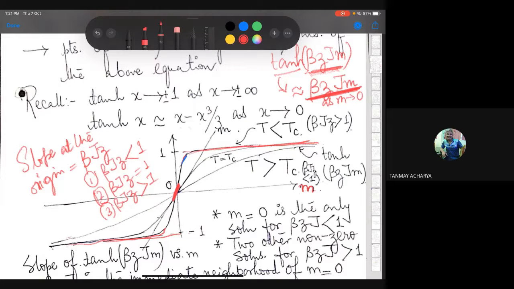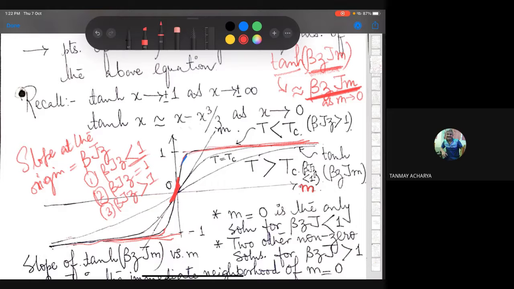So it will have a finite value. It can be 0, no problem. That is taken care of here. But it cannot be infinity. Why? Because a curve that has infinite slope here cannot saturate to finite values as m goes to plus minus infinity, right? Okay.